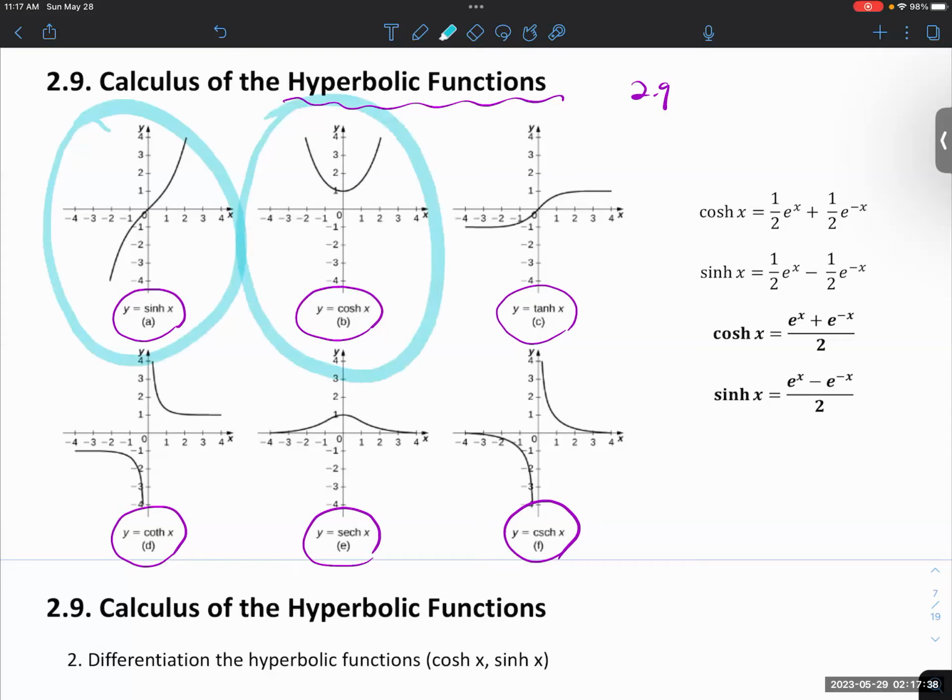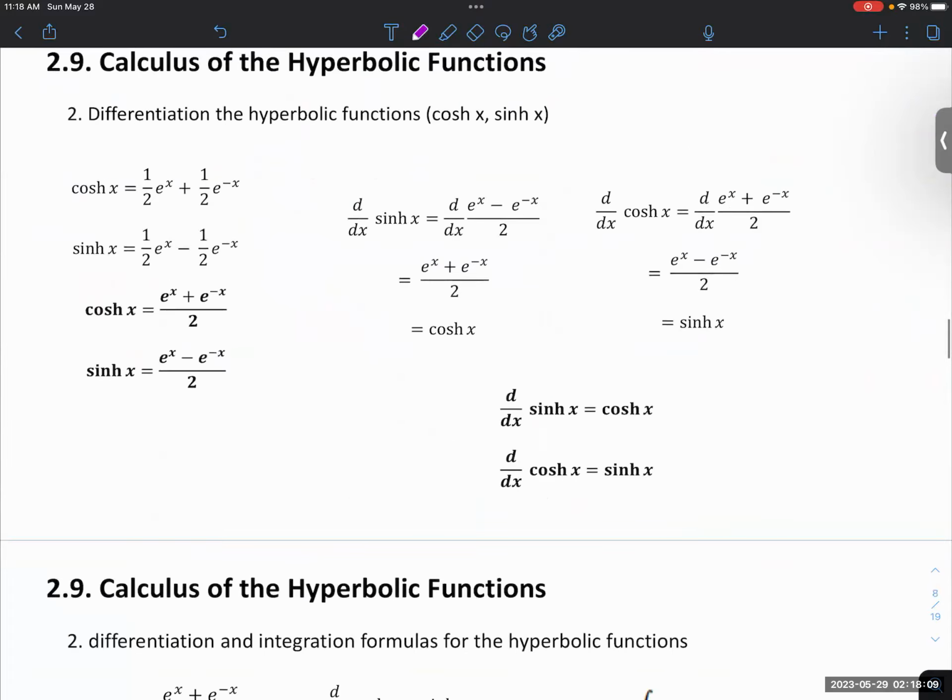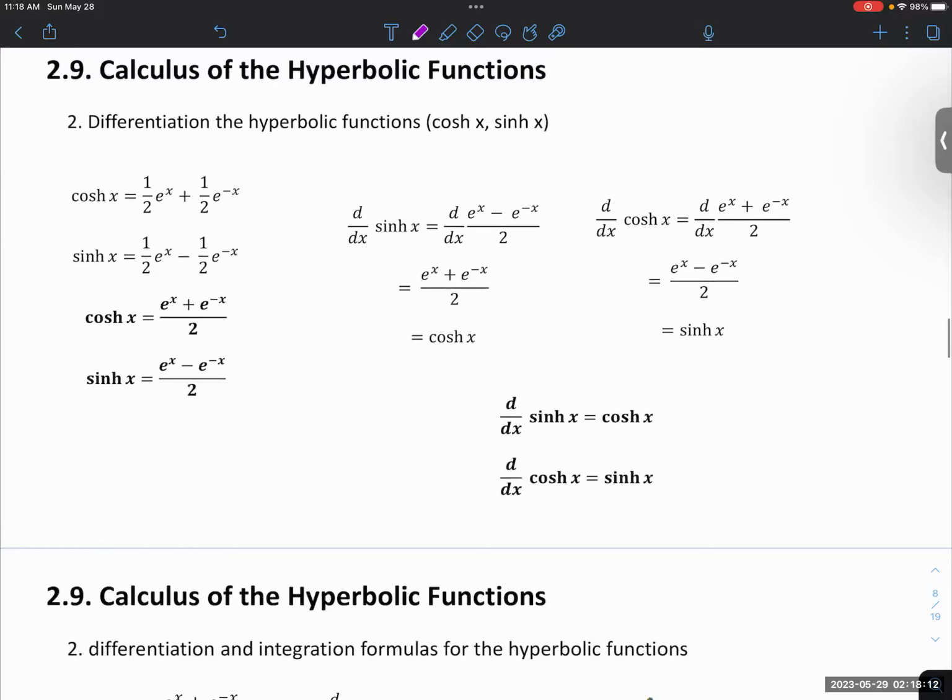So remember, cosh came from the summation between them, and sinh came from the subtraction between those two. Remember, we're going to deal with cosh and sinh only in this topic. Now the real problem we're going to deal with is how to take the derivative or integral of these hyperbolic functions. So let's take a look slowly. This is exactly what I want to talk about.